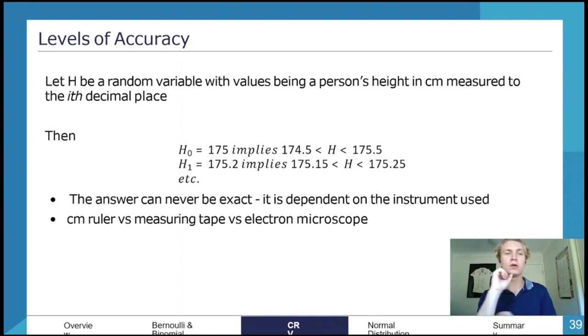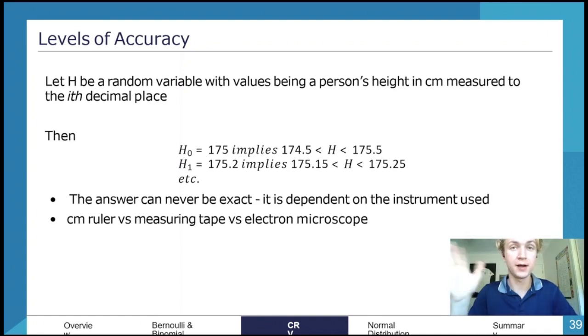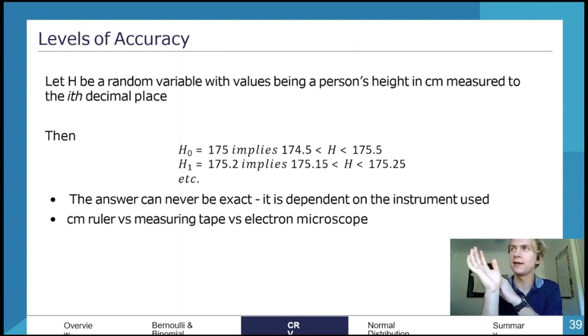But yeah, so we're going to let h be a random variable with values being a person's height, so height being h in centimeters. Remembering that units is very important. Make sure you have units. You will miss out on marks if you don't have units. Measured to the nth decimal place. So if we have h0 equals 175, what we have is actually levels of accuracy. We're not talking about confidence intervals yet. What this is talking about is actually like the measurement error which you would get on, say, a scale.